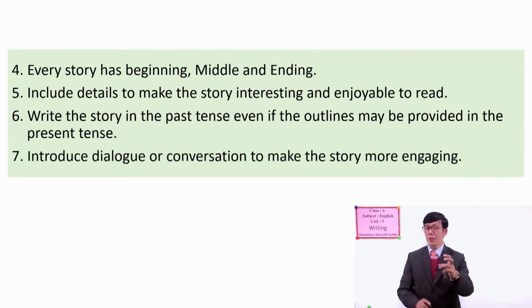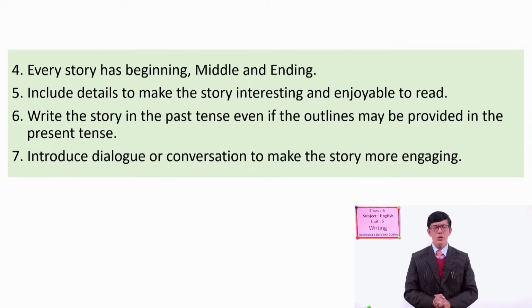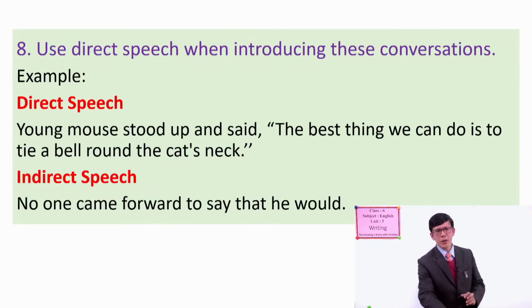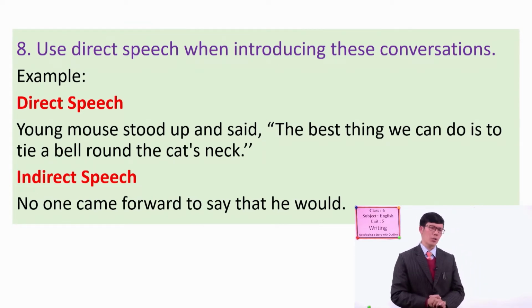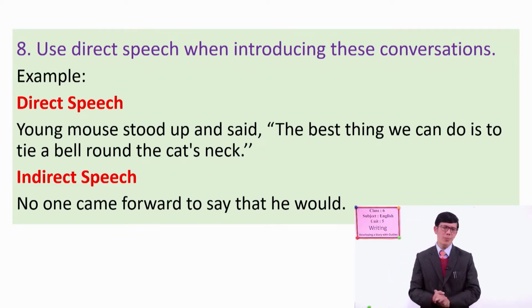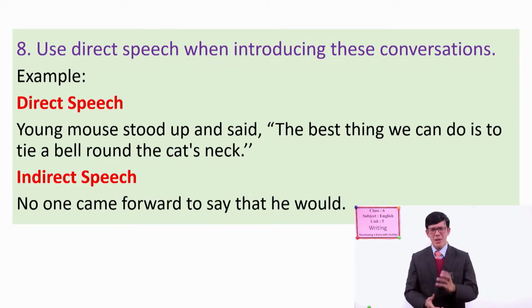Next, what do you see? Introduce dialogue or conversation to make the story more engaging, more lively. And what do we have to do? Use direct speech when introducing these conversations. For example, let's see how we use direct speech. Young mouse stood up and said, "The best thing we can do is to tie a bell round the cat's neck." See, it is kept in inverted commas, right?